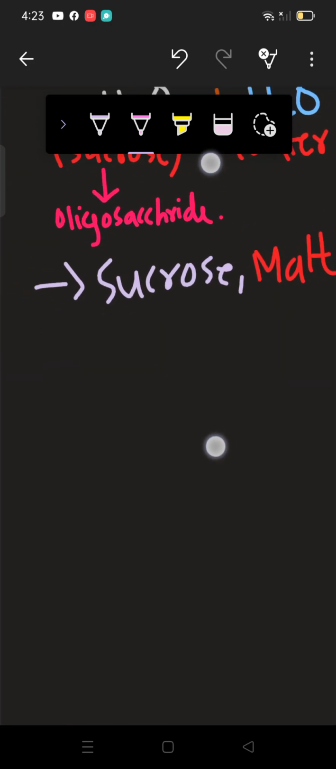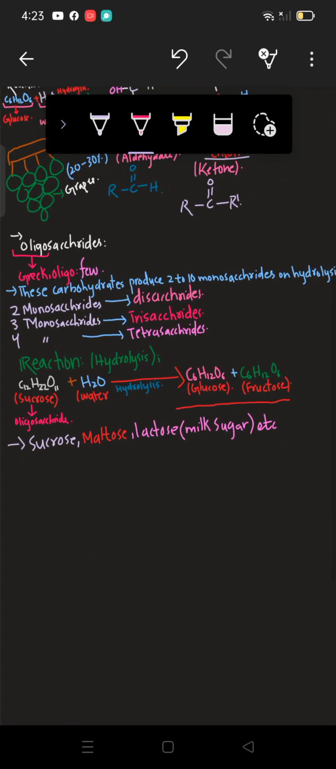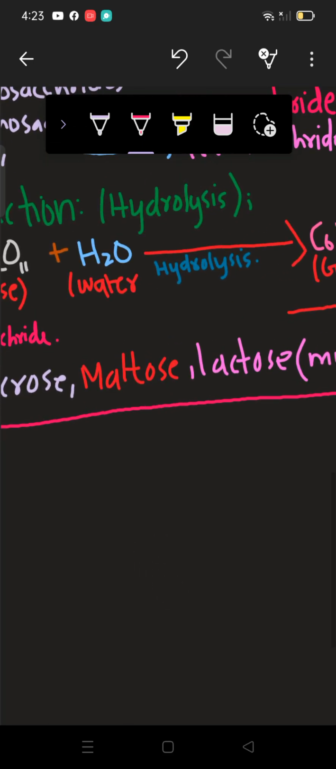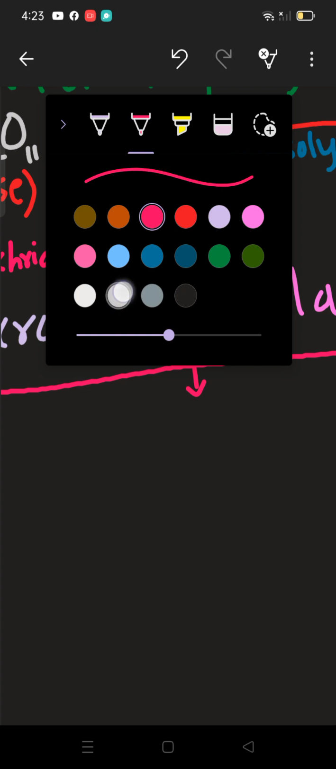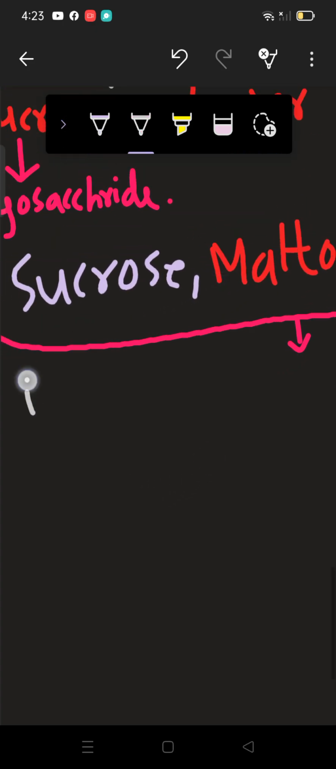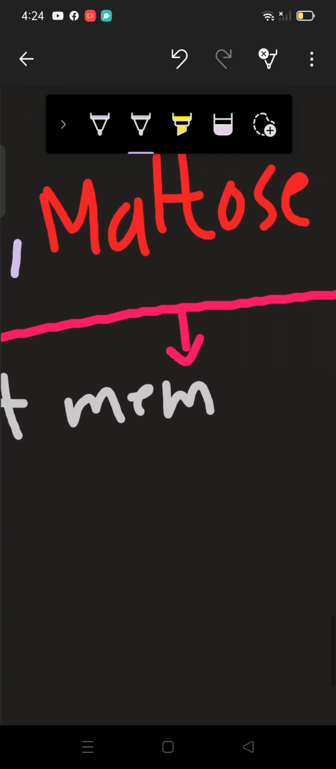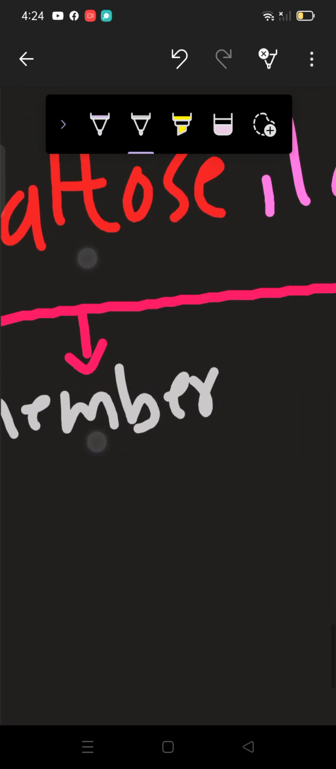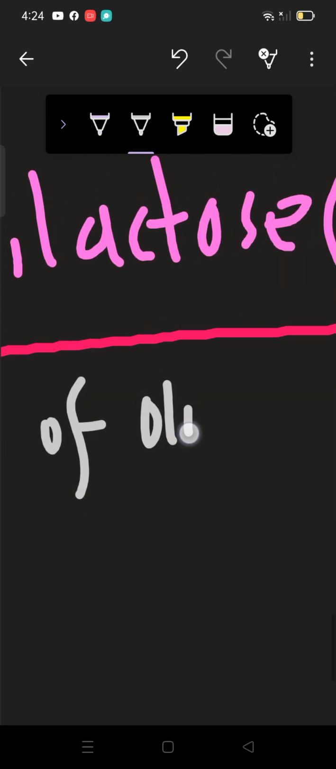So these are all important members of oligosaccharide.